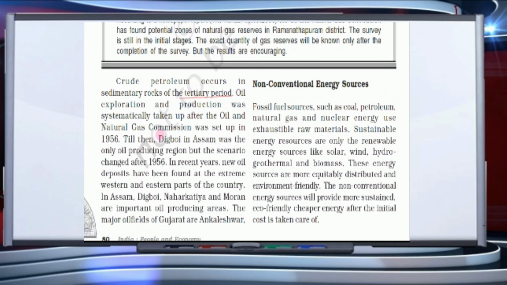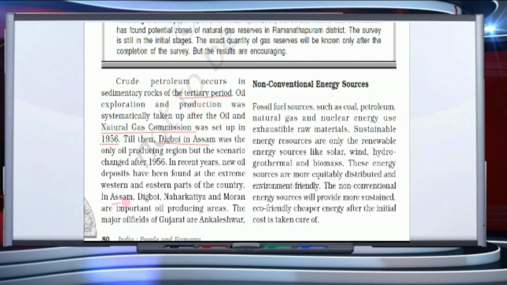Crude petroleum is found in sedimentary rocks of the Tertiary period, which was formed almost 50 million years ago. In 1956, the Oil and Natural Gas Commission was set up. After that, the extraction of petroleum became systematic. Till 1956, it was Digboy in Assam which was the main petroleum producing region. But now many new oil deposits have been detected.